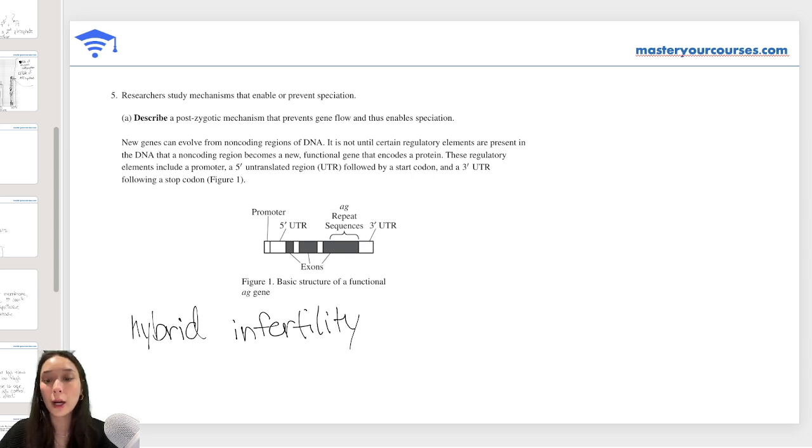And you probably have to go on and give a definition of this. So this would just simply mean that the hybrids that are formed would not be fertile, and so therefore that stops them from being separate species. You would have hybrid inviability.